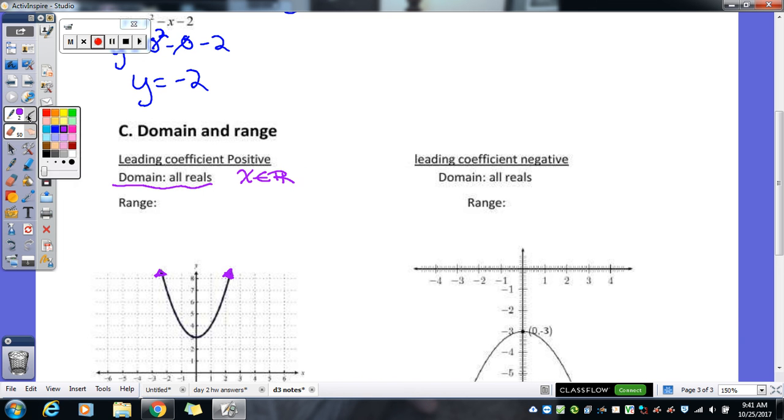So our range for this, range are your Y's. If you look at it, this is the lowest point, and then all of your range values are everything higher than that. What is that number right there? 3. So since it's everything higher, Y is greater than or equal to 3.